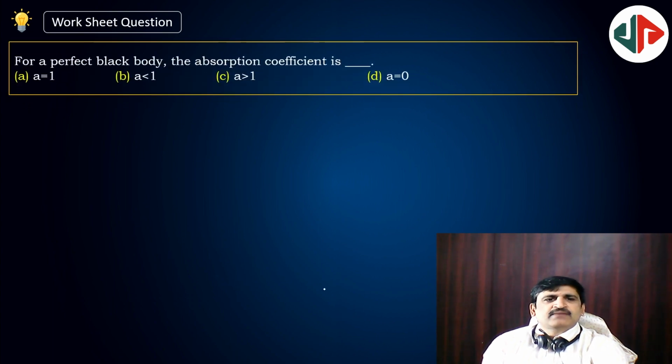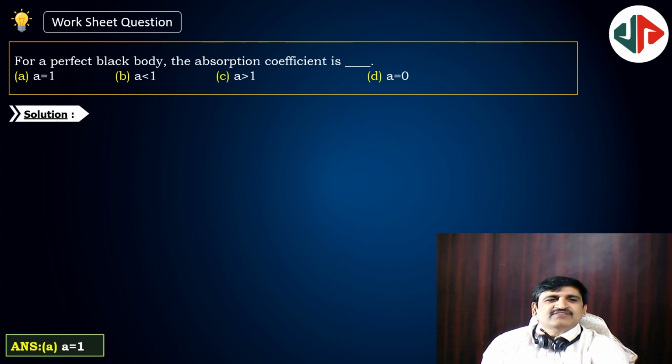For a perfect black body, the absorption coefficient is 1. For a perfect black body, everything is maximum.